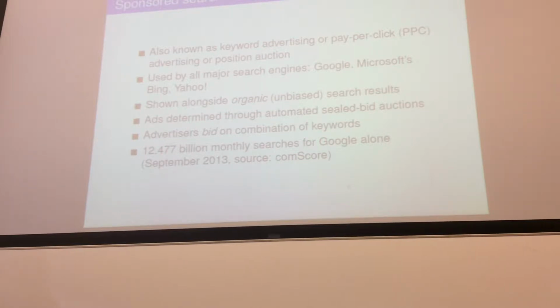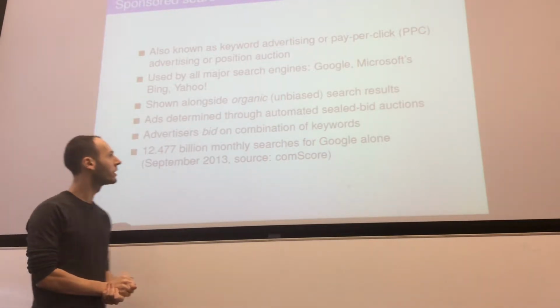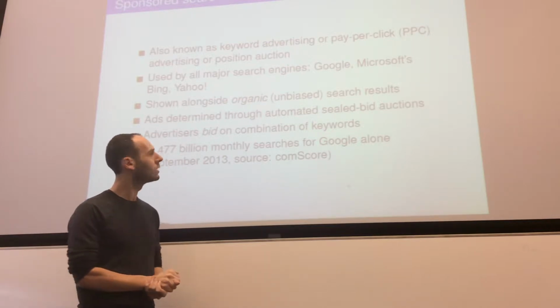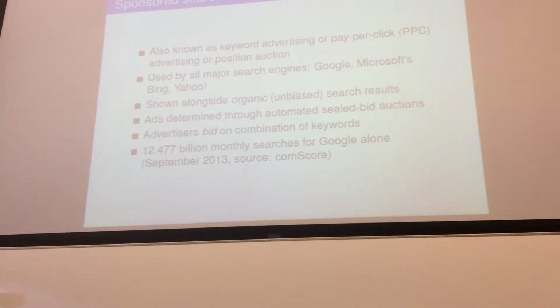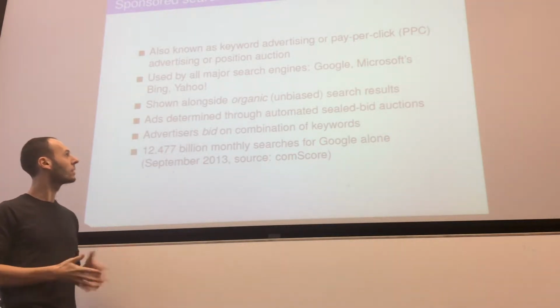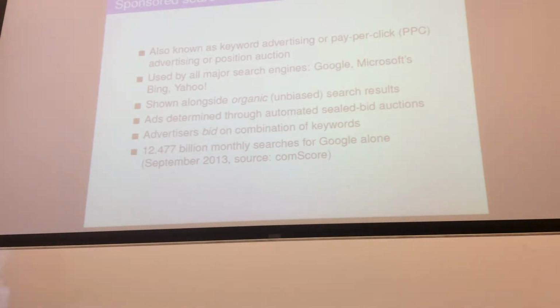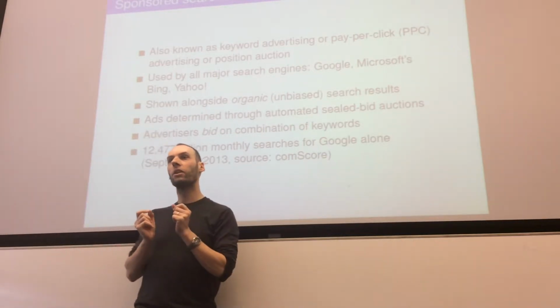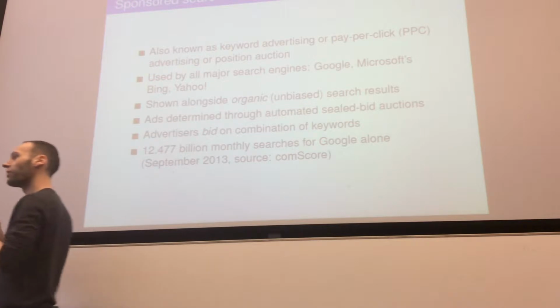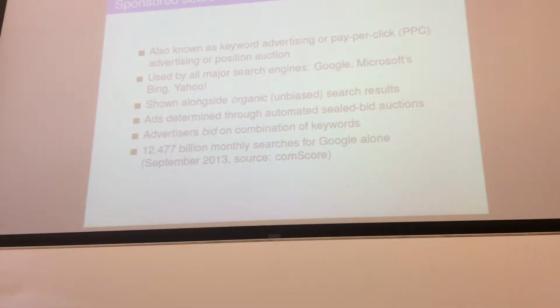A similar mechanism is used by Google, Microsoft, and well, Yahoo is now using Google, I think, as well. So it's a similar kind of auction being used in all cases. It's shown alongside the organic search results, which are determined using the PageRank-based algorithm. But the ads themselves are determined by using sealed bid auctions. The advertisers not only bid on individual keywords, but they actually bid on combinations of keywords, and they can bid different amounts on different combinations of keywords.